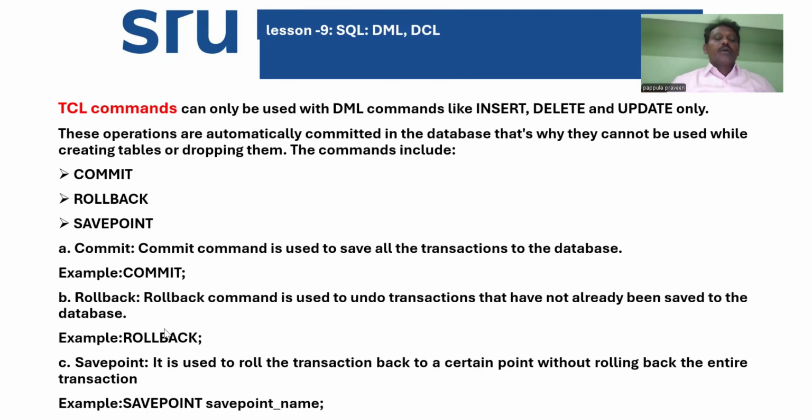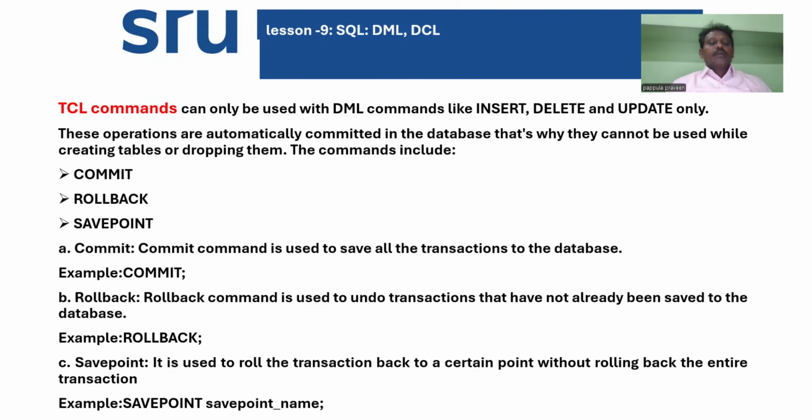And the next one is the rollback. The rollback command is used to undo transactions that have not already been saved to the database. If you have not used the commit, the data is not saved into the database. So if unfortunately we remove the data, or really delete the data from the table, you can use the rollback, and then the data will be restored. That is called the rollback. Simple example: rollback.